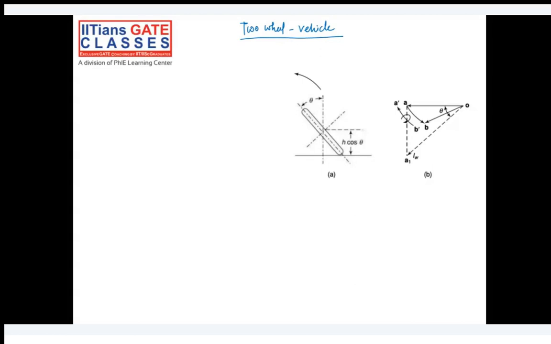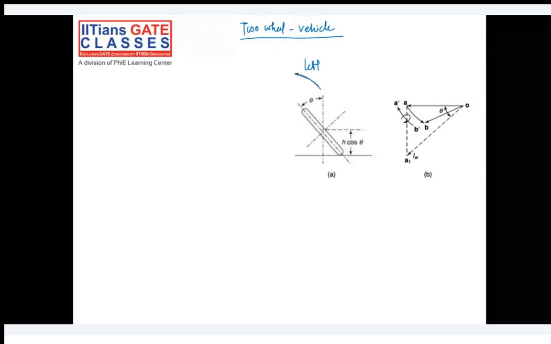Okay, so let's take a situation that you are taking a left turn again. So OA is your initial vector and OB is your final vector. A to B is your active couple and B dash to A dash is your reactive gyroscopic couple. B dash to A dash is the reactive gyroscopic couple and it's creating a clockwise direction. So it is clockwise basically. I hope it's clear till this.